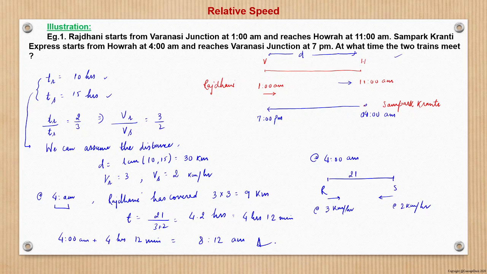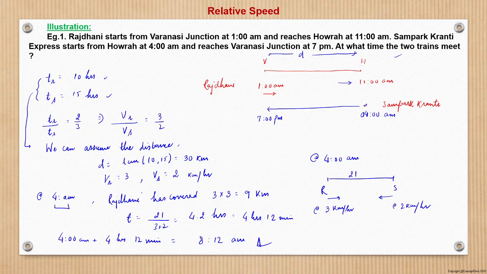So the problem was not difficult in a way. This is more conceptual in nature. We were given the starting time and the arrival time of both the trains, so from there we could find the total duration of their journey. And since they are covering the same distance, from the ratio of time we can find the ratio of speed, which will be just inversely proportional.